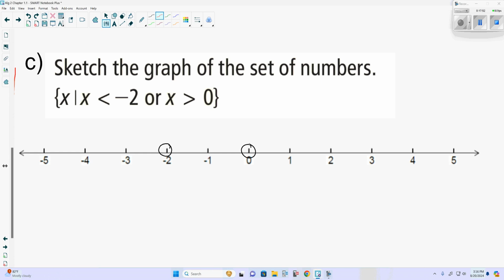0 is neither positive nor negative. So at -2, are we going to shade to the left or to the right? To the left. At 0, we shade to the right because x is greater than 0. And that's it.